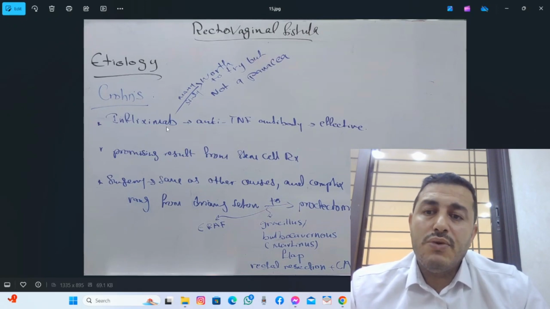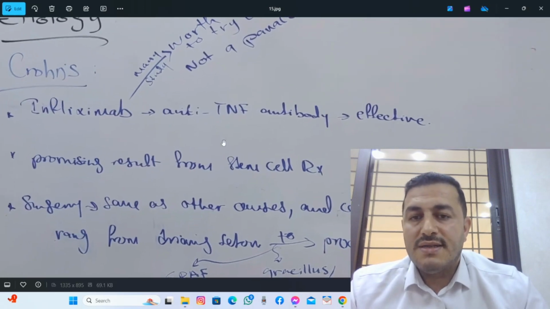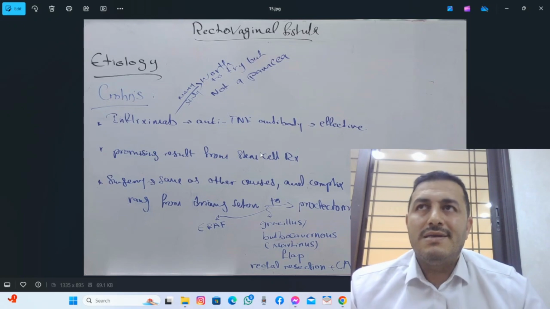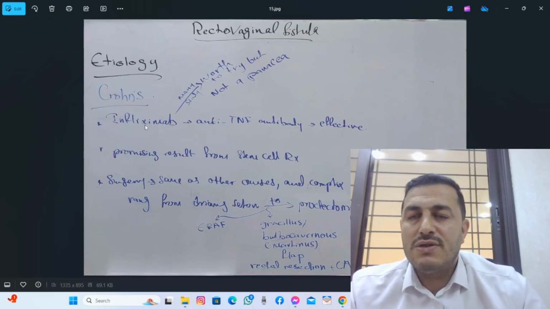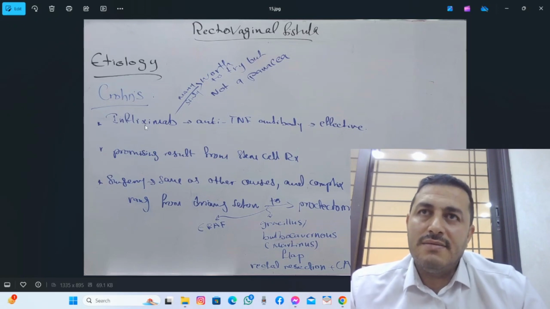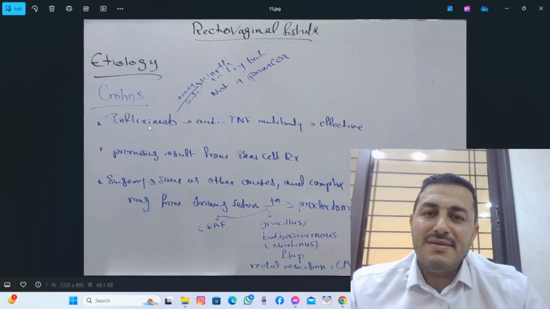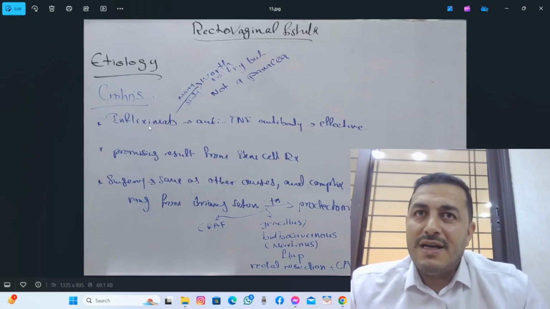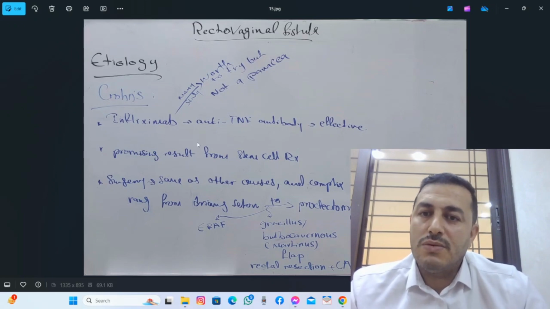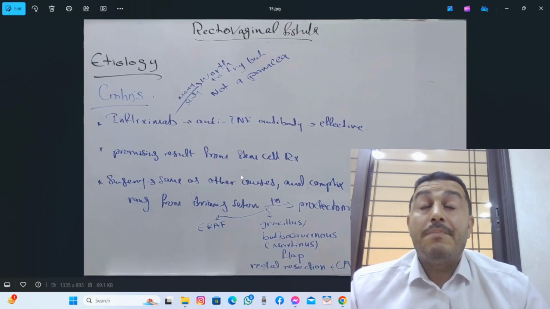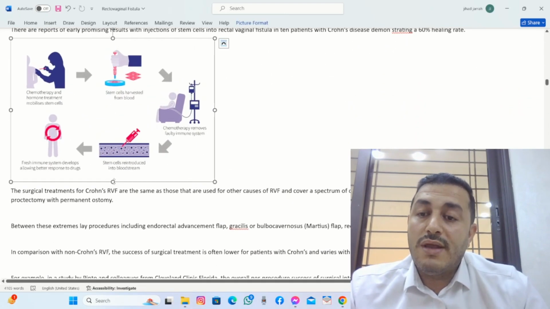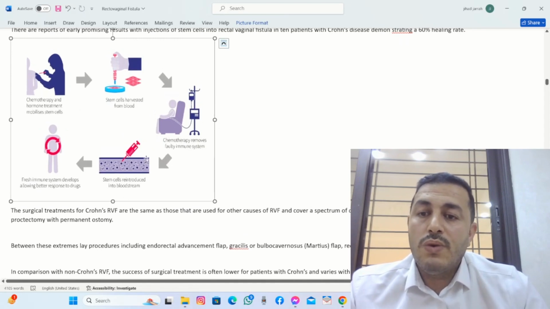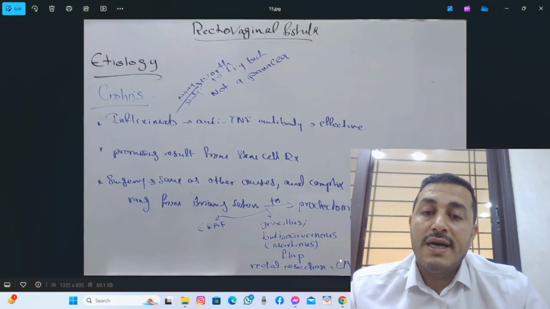We here should highlight the importance of infliximab. We know that it is anti-tumor necrosis factor, which is effective. Actually, if you want to review the study regarding the effect of infliximab in Crohn's disease and rectovaginal fistula, the success rate of healing varies. The conclusion is that it's worth trying, but it is not a panacea. It is not the definite solution, but no problem to try it. Okay, promising results from stem cell injection. Actually, we think in the next 20 years we may see that stem cell injection in the fistula can heal.